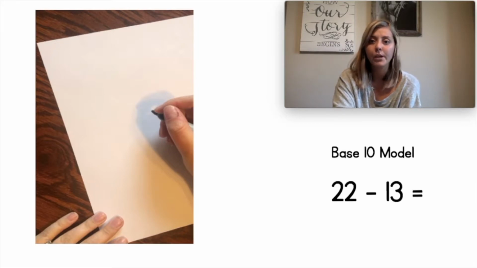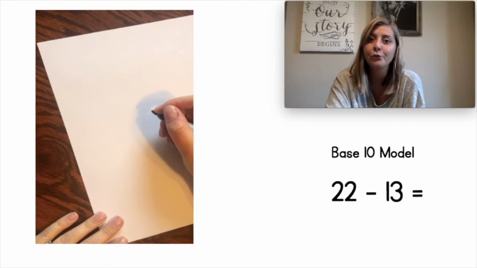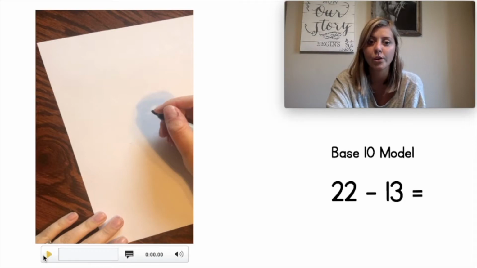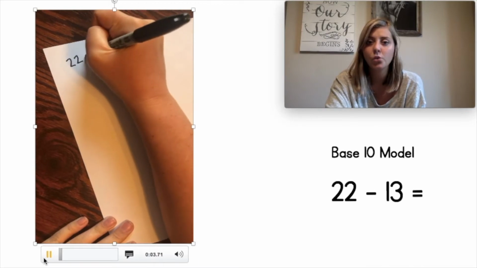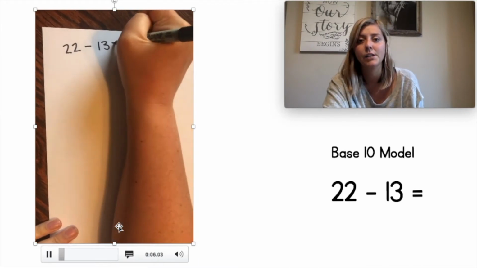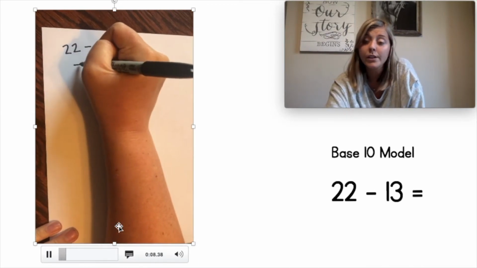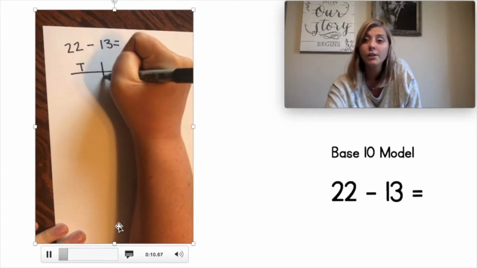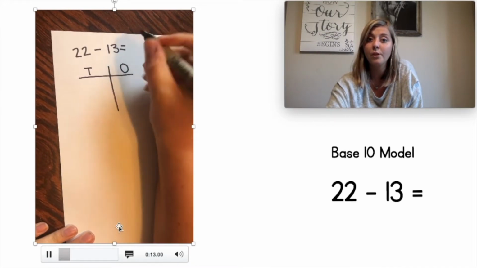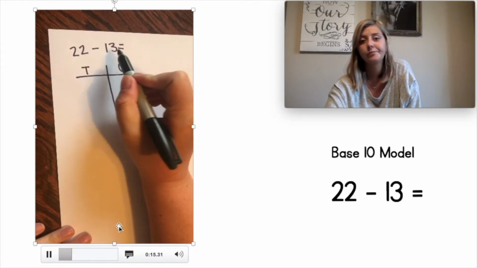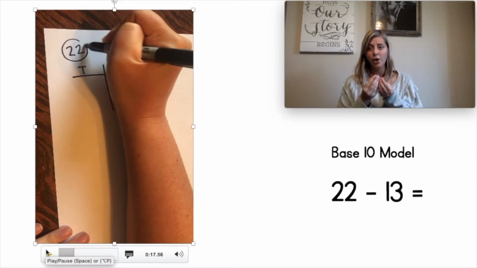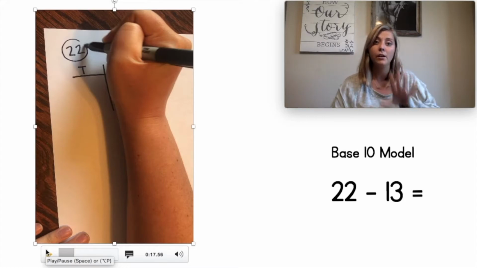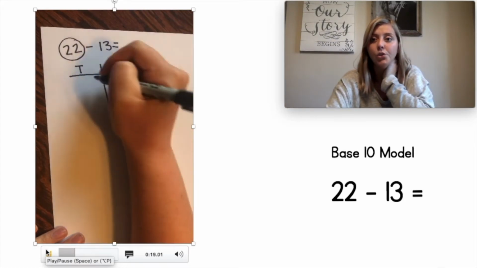Just like our regrouping example, we're going to do a base 10 model first to demonstrate how subtraction works. All right, my equation: 22 minus 13. And just like with addition in the base 10 model, I'm going to draw a tens and ones chart since both of my numbers have tens and ones. Since this is subtraction, I'm not putting numbers together, I'm taking away from my big number. So I only need to draw my big number, which is 22.